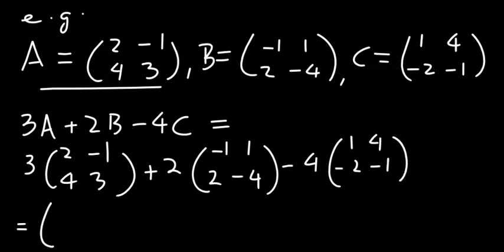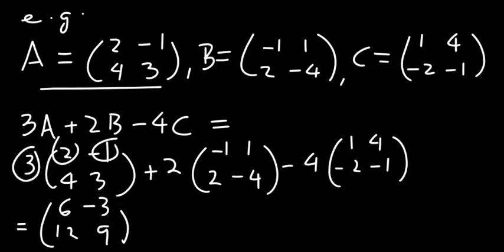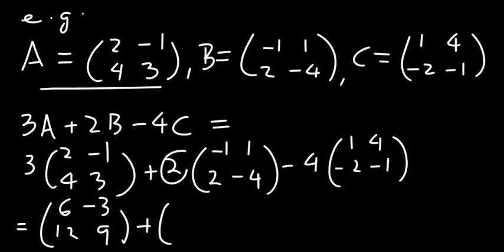So that becomes, the first matrix is 6, minus 3, 12, 9. So we multiply this 3 with all the elements of the first matrix A. Now the second term, plus 2 times all that. So it's 2 times minus 1 is minus 2. 2 times 1 is 2. 2 times 2 is 4. 2 times minus 4 is minus 8.